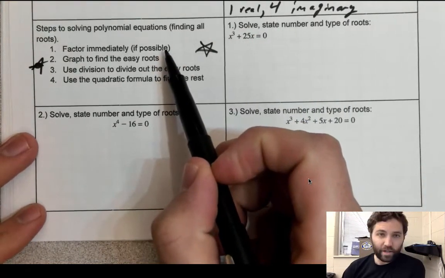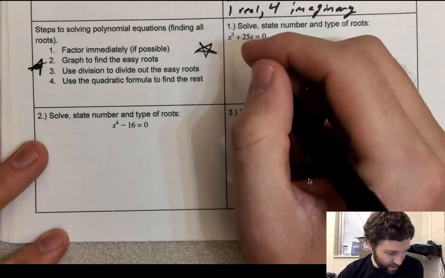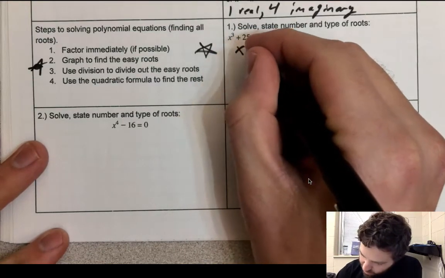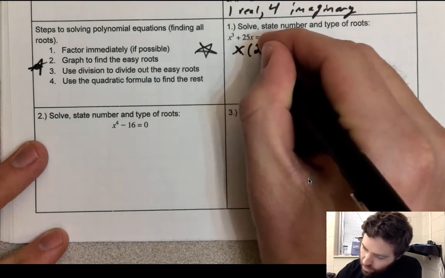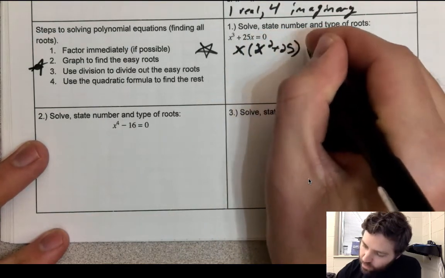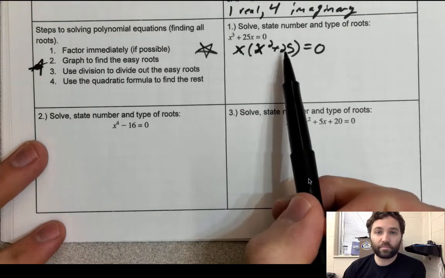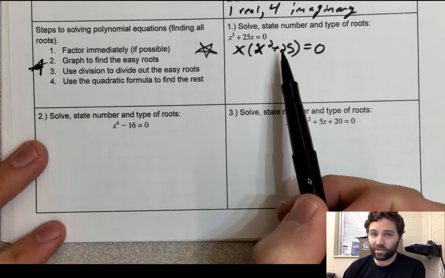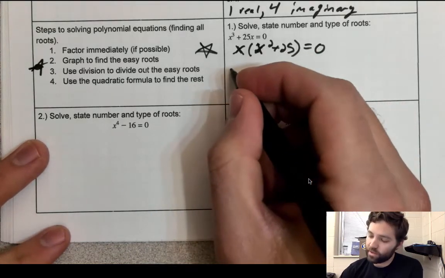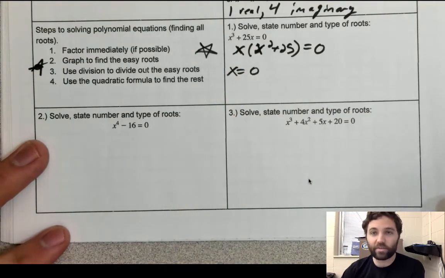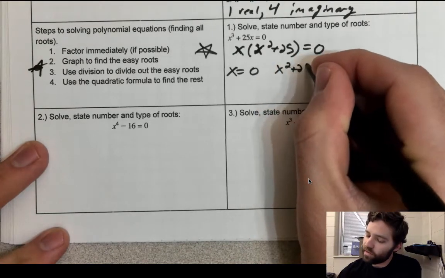First step, factor immediately if possible. So I notice here that I can factor an x out of the left-hand side. So I'm going to take this x out, and I'll be left with x squared plus 25 is equal to 0. I can graph this if I want, but x squared plus 25 doesn't factor. So once this thing is completely factored, I'm going to set each piece equal to 0. So I'll get x equals 0. Well, that was easy to solve. So that's one solution. And then when is x squared plus 25 equal to 0?